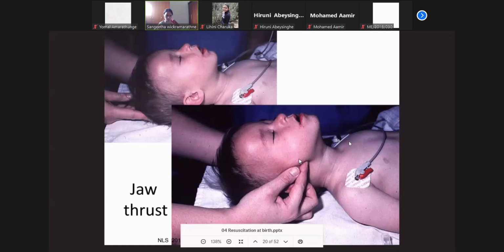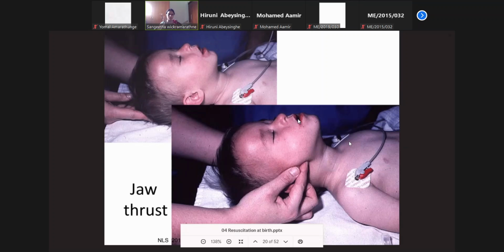The tongue is attached to the posterior part here somewhere inside. So when you push the jaw up, the tongue will also come out with that. So it will relieve the airway obstruction by the tongue, right? So that's what you have to do.